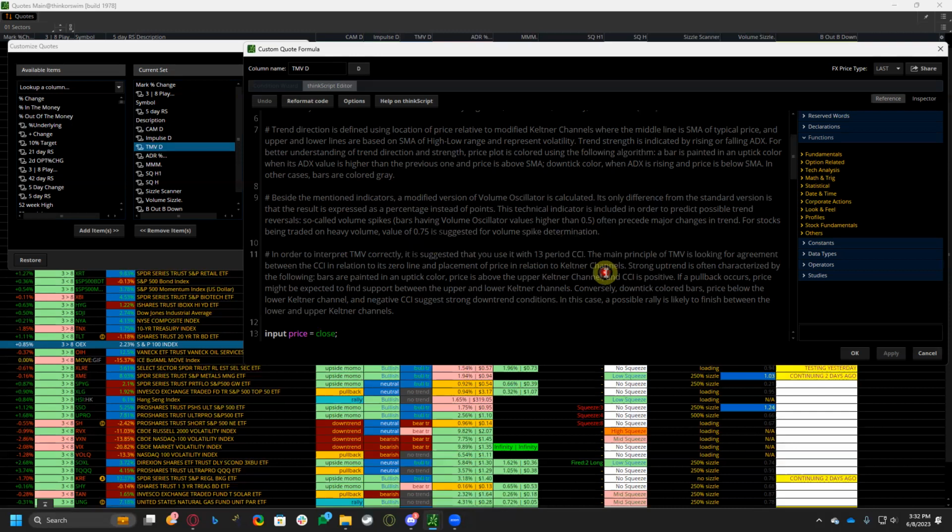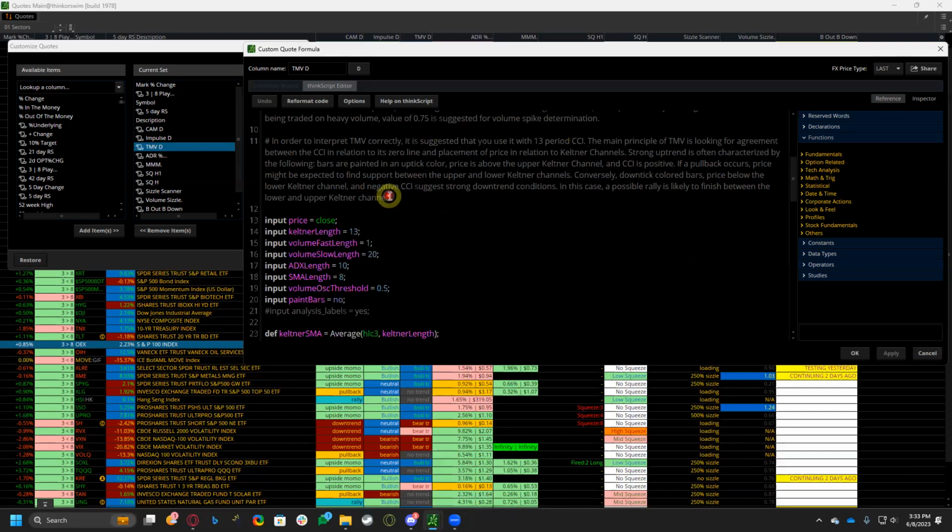So what we're doing here with that last paragraph is this volume oscillator is looking for unusually large volume in relation to volume around it. And if we're going to be using it on stock, we need to adjust it to 0.75. And if we're going to use it on futures, we can just leave it at 0.5.